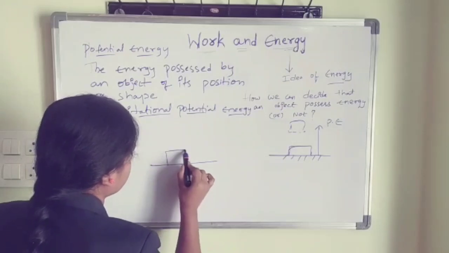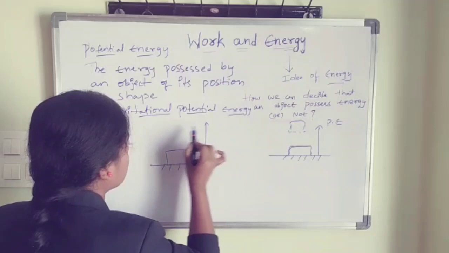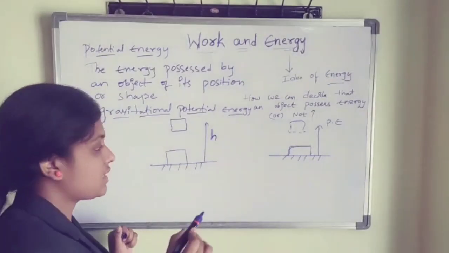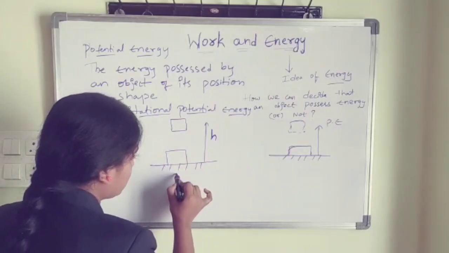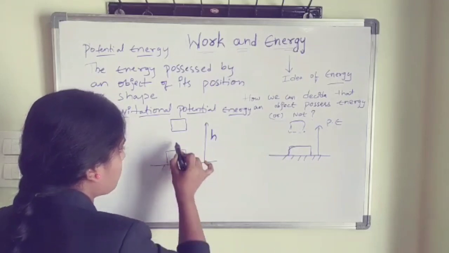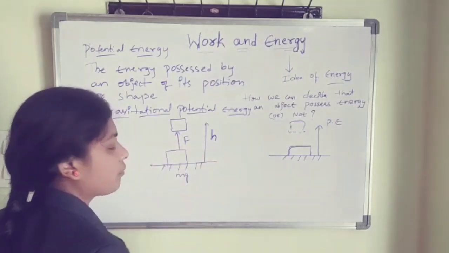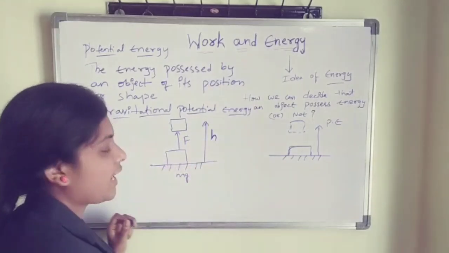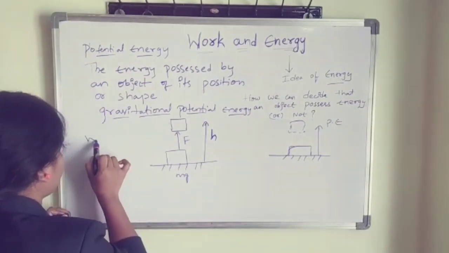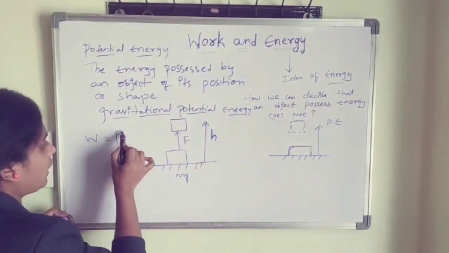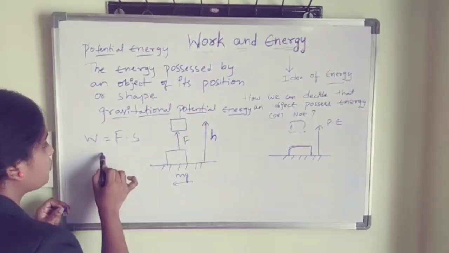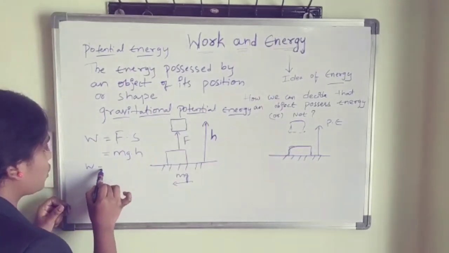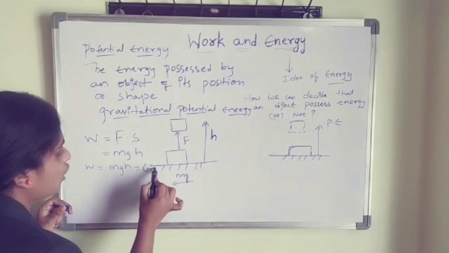There is a body being lifted up to a certain height h, and the body has mass, so due to gravity its weight is mg, and it is equal to the force applied on the body. Displacement is h. So here work done is force into displacement. Force is equal to mg, displacement h, W equal to mgh. It is also equal to gravitational potential energy.